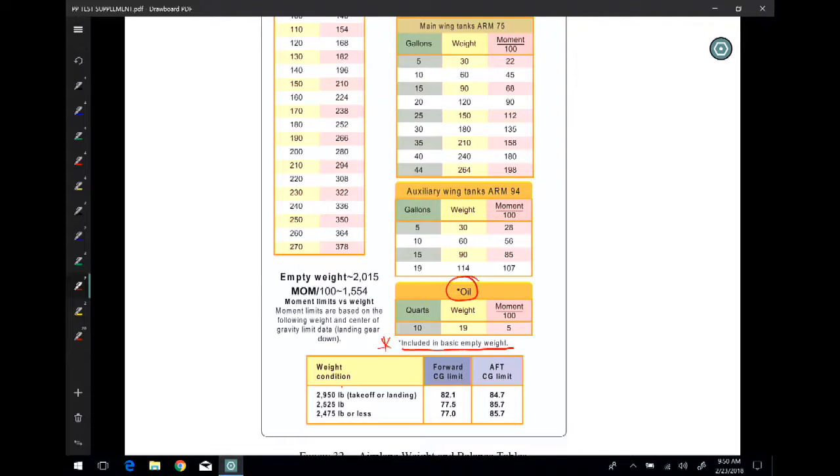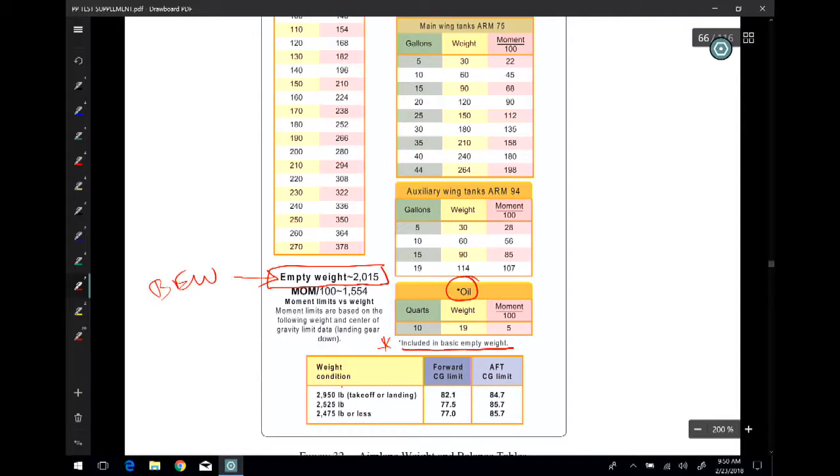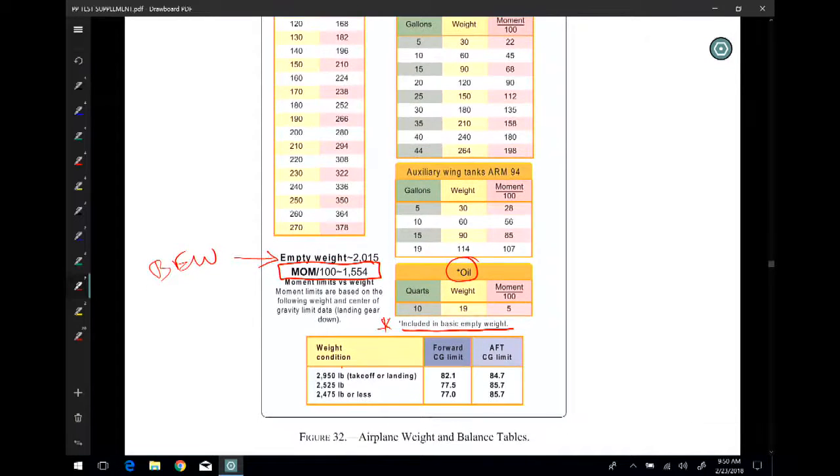Speaking of basic empty weight of the airplane, let's see where we are. Look here. Here is our basic empty weight of that airplane, 2,015 pounds. Also notice what else they give you. They give you the moment here as well. So there's your basic empty weight, and there is your moment for this aircraft. Below this, you can also see that here on figure 32, you'll look at three different weight conditions. Well, golly, I can't draw a straight line. Let's try that again.